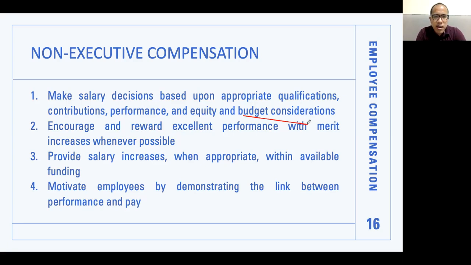Number 3, provide salary increase whenever appropriate within available funding. So that's self-explanatory. Kung deserving naman yung empleyado na salary increase mo siya. Deserve naman yun. Pero dapat nga, again, it's always within available funding. Increase mo, di mo pala kayang bayaran. Pa-increase ka pa. Sabihin mo, ay wala tayong pera ngayon. Ay walang kwenta yung increase mo na yan. Hindi naman pala mag-materialize.